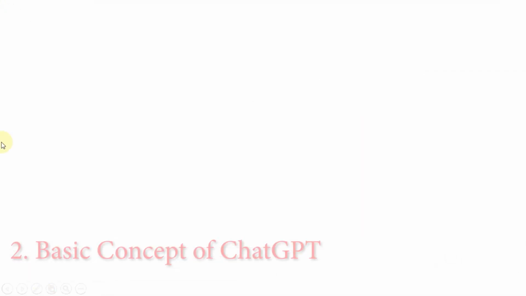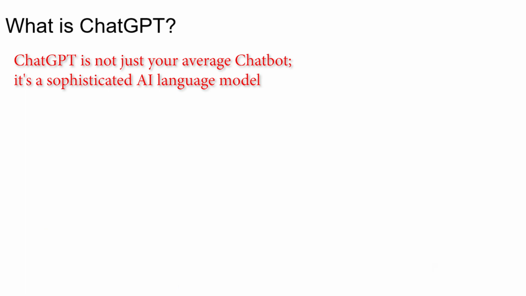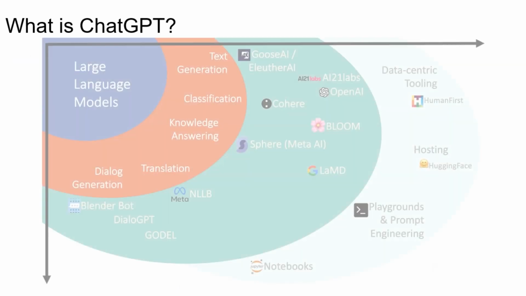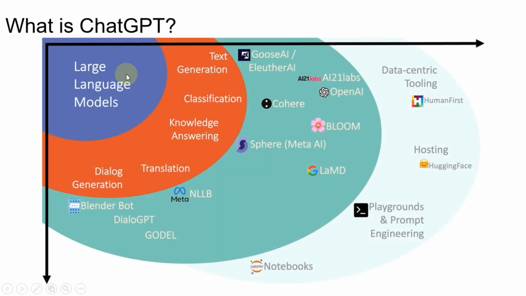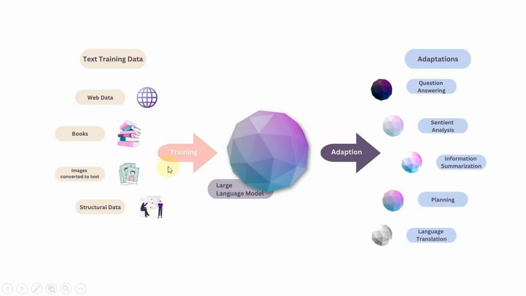Now let's have a basic concept of ChatGPT and how it works. What is ChatGPT? ChatGPT is not just your average chatbot. It's a sophisticated AI language model. These models are called large language models, which are capable of generating text on a seemingly endless range of topics. It's trained on a vast amount of text data, which allows it to generate human-like responses in almost any language, including coding languages. These models are a true innovation. Nothing like them has existed in the past.